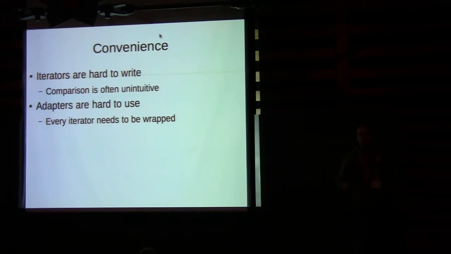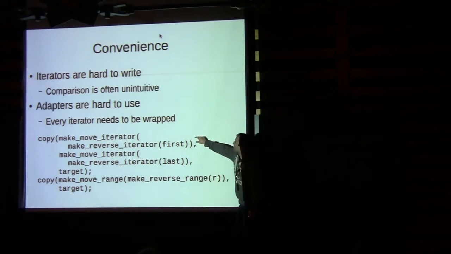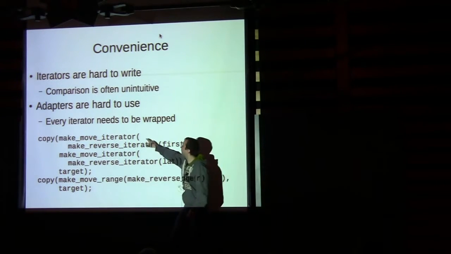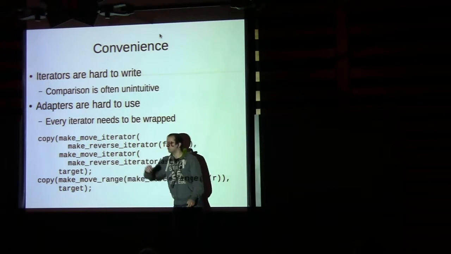Adapters. Iterator adapters are hard to use. Who here has used the Boost iterator library? A lot of people, right? Does that look familiar? And I'm not even using filter iterators here. With filter iterators, it's even more annoying. If you have a range, then it's one call. It's not, well, there's one iterator and I have to wrap it, and another iterator that I have to wrap. No, I've got one range, I wrap it, and I wrap that. Done.